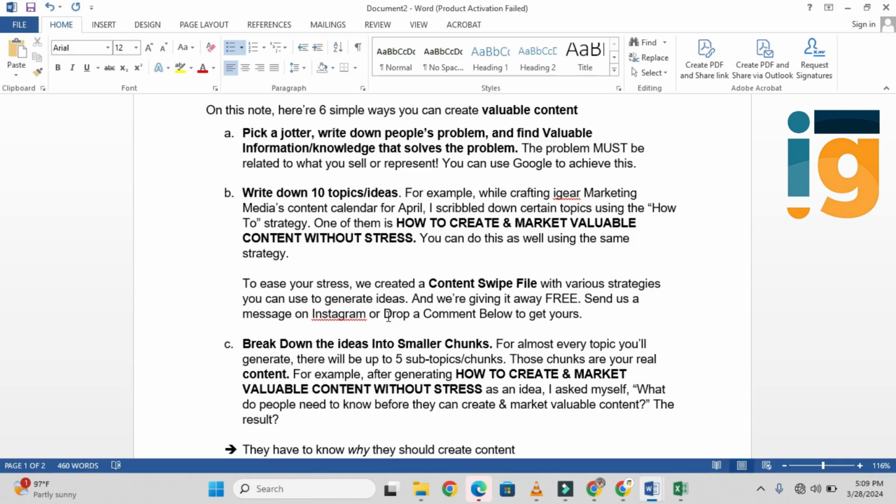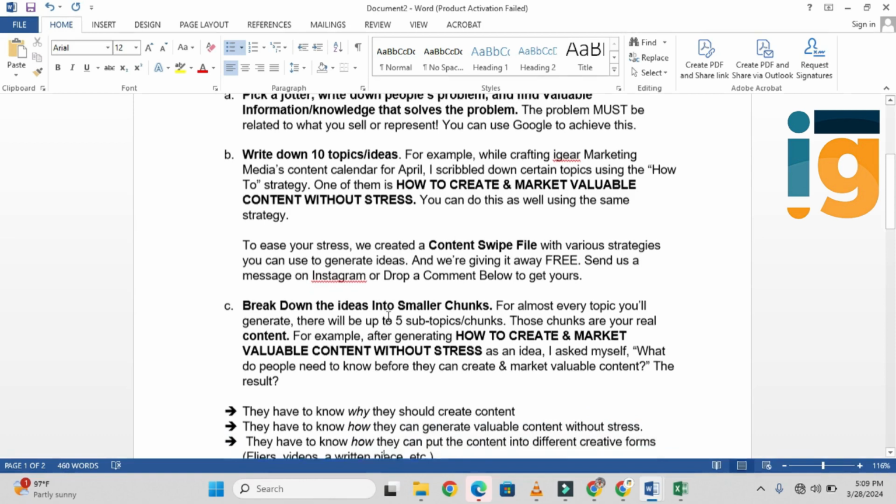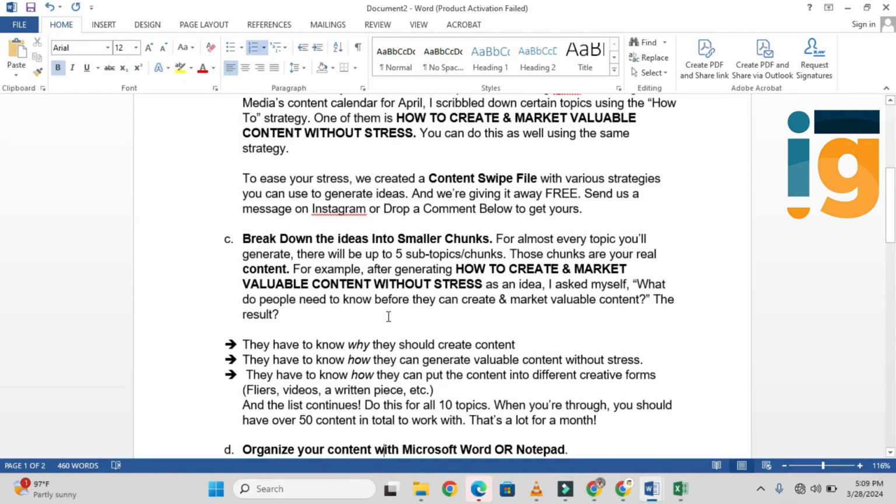The content is inside that idea. The idea is not the content, because if you try to deliver that whole idea in one content, you are going to make the content too choked, and people will not be able to get what you are trying to say.